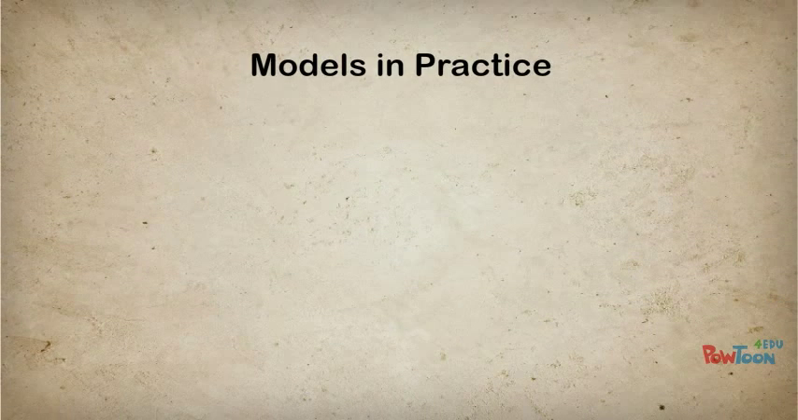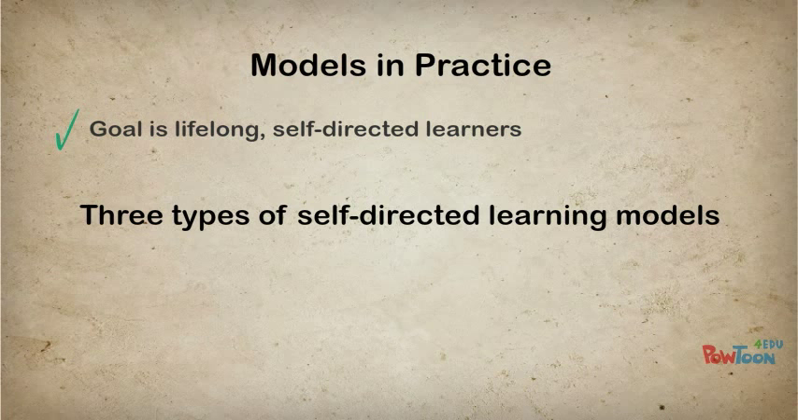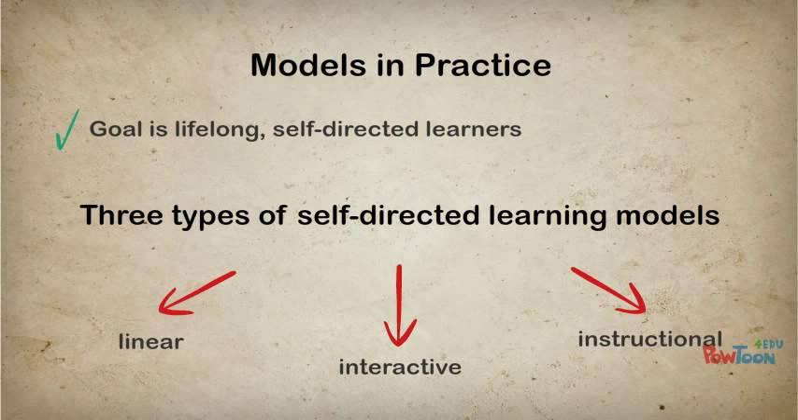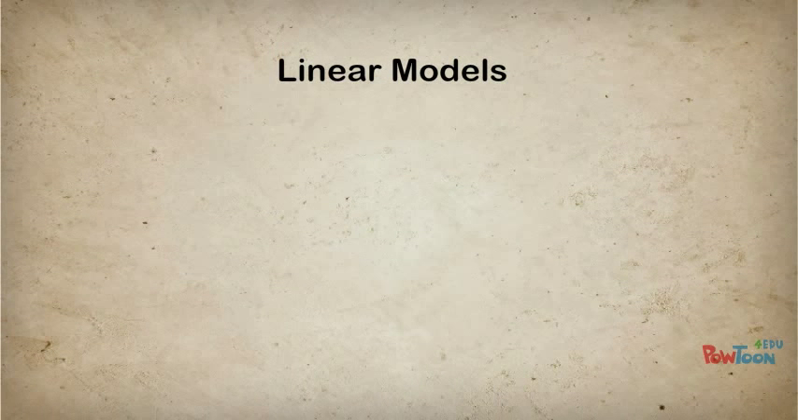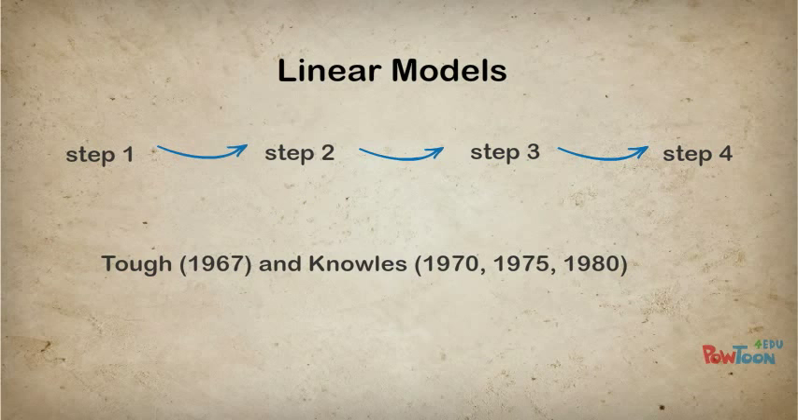Models in practice. The goal of any model of self-directed learning is for students to be lifelong self-directed learners. Learning in Adulthood lists three types of self-directed learning process models: linear, interactive, and instructional. Linear models are those where self-directed learning is a linear process and well planned. These include models by Tough and Knowles.